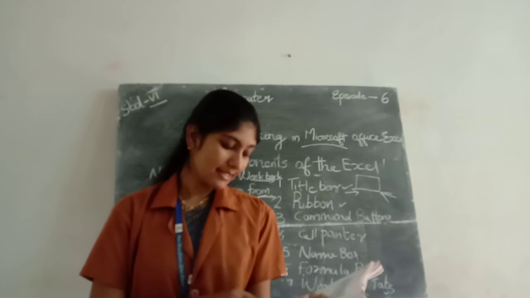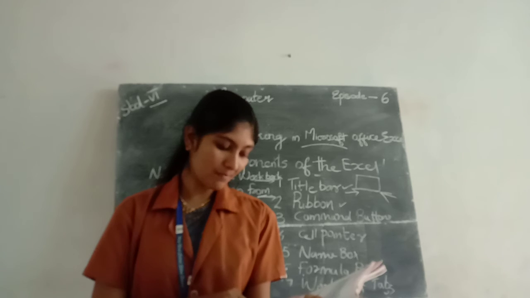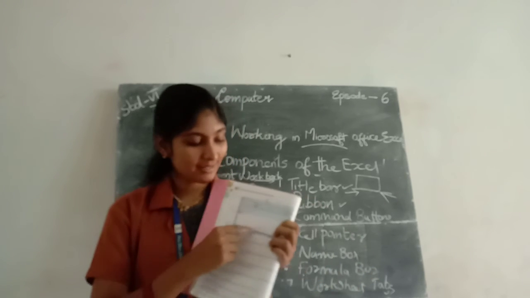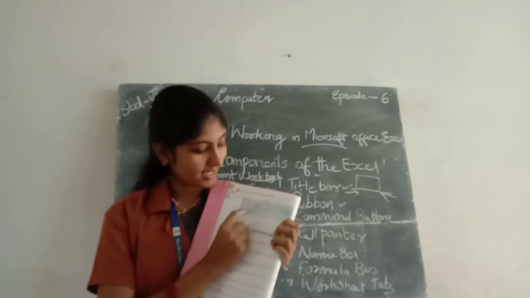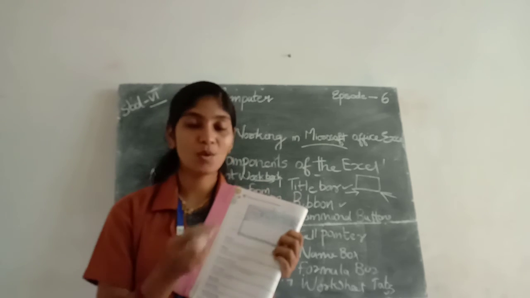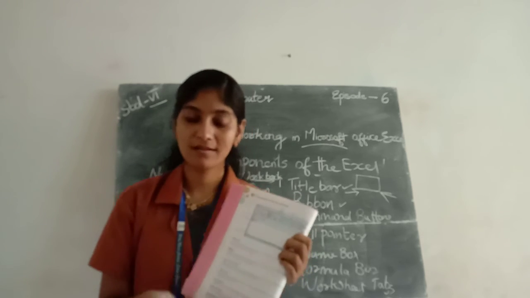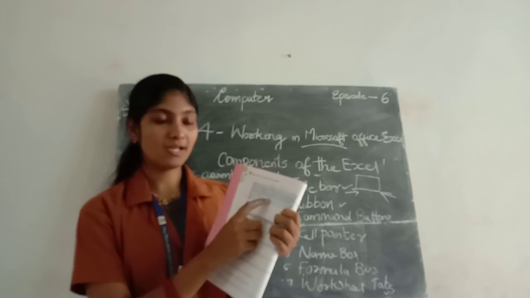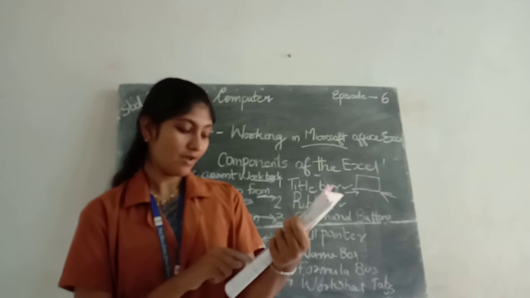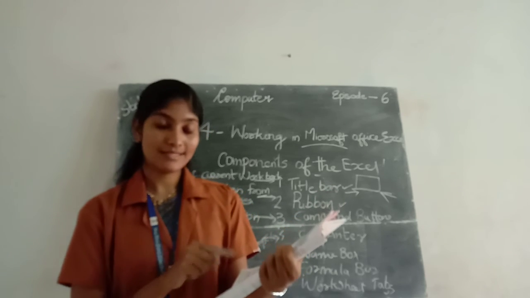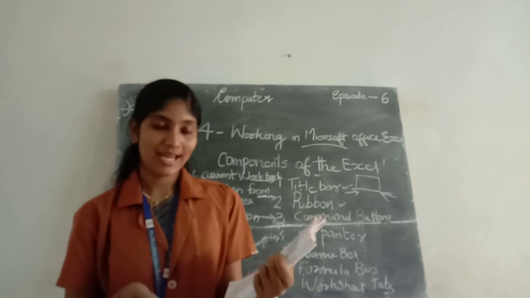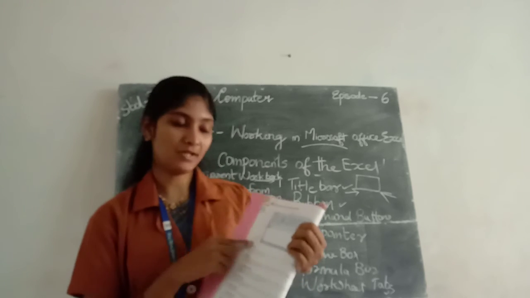Then next is formula bar. Formula bar means when you click on a particular cell, you can see the formula bar on the right side of the name box. So when you click on this cell, you can see and edit its content in the formula bar.